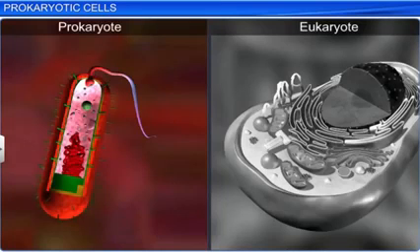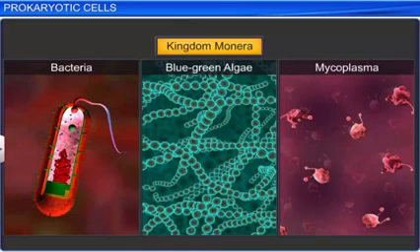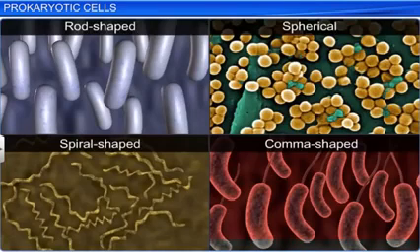Prokaryotes are smaller and multiply more rapidly than eukaryotes. All members of kingdom Monera, including bacteria, blue-green algae, and pleuropneumonia-like organisms or mycoplasma, are prokaryotes. And they can be rod-shaped, spherical, spiral-shaped, or comma-shaped.